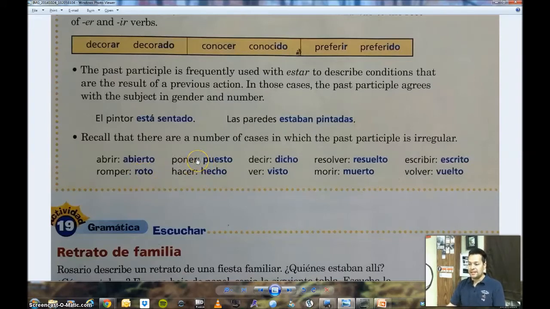Poner. It's an ER ending verb. I know what you want to do. You want to drop the ER and put ponido, but guess what? That's not it. You have to say puesto in Spanish.